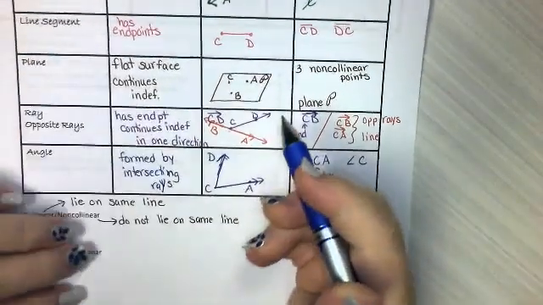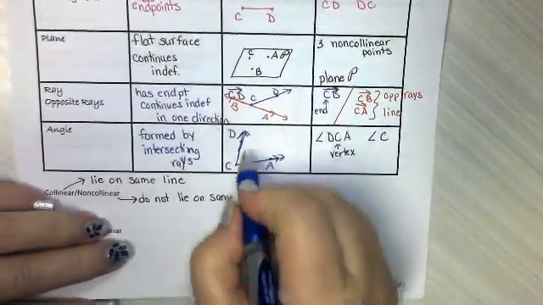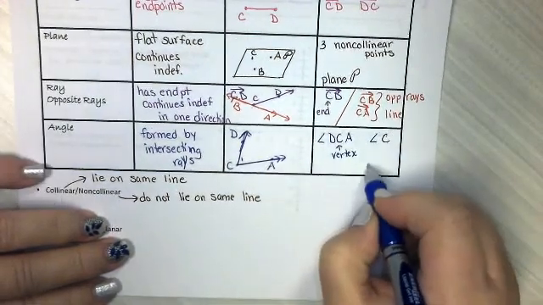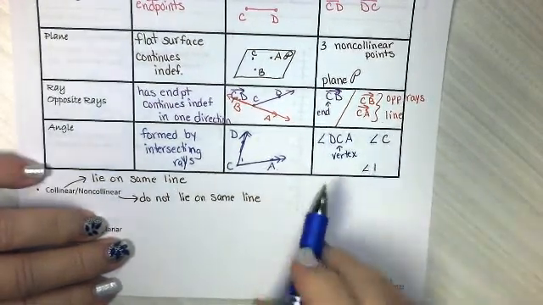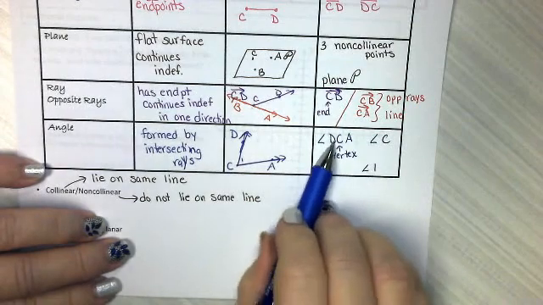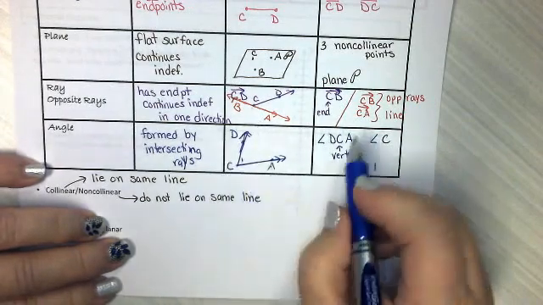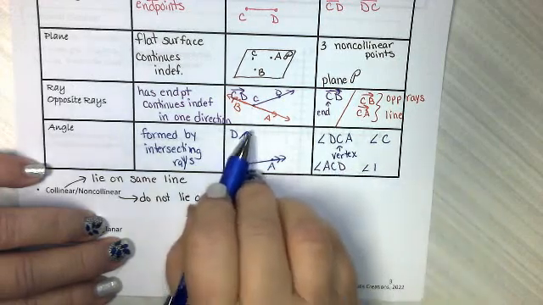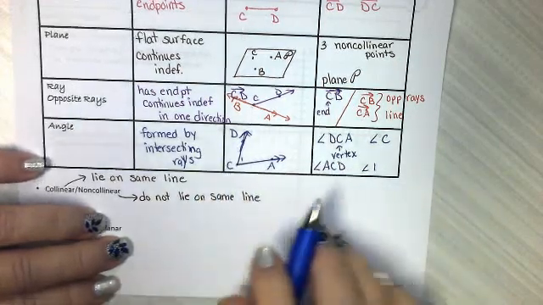There's one more thing we can do to simplify your life. Sometimes with your angle, right here in the corner, there's a number. So I could call this angle 1. And that helps me to avoid having to use angle DCA or angle ACD. If there's a little number inside of it, I could just call it angle 1.